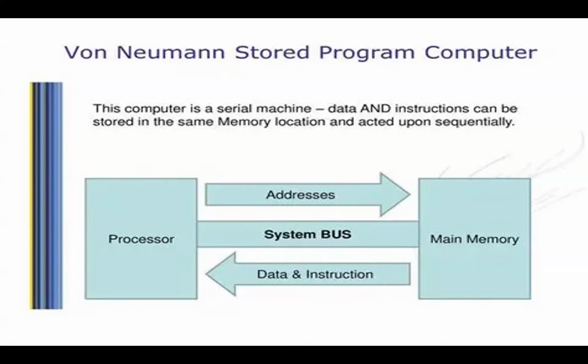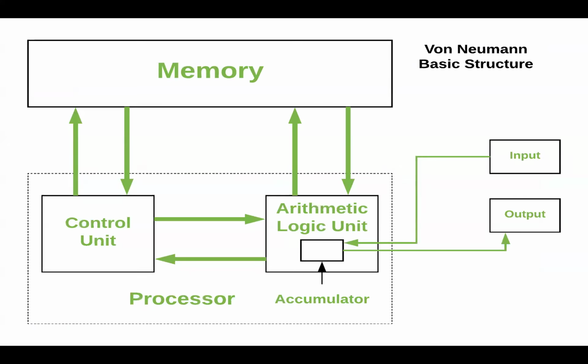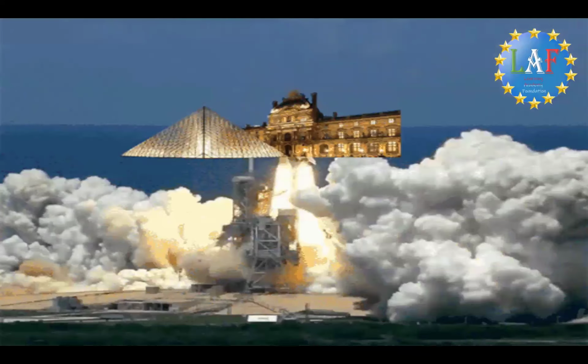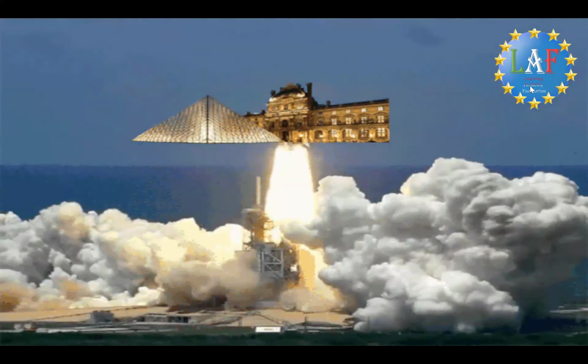This model, proposed by John von Neumann, revolutionized computing. It introduced the idea that both data and instructions could be stored in the same memory. This led to the fetch, decode, execute cycle. Fetch, the CPU retrieves an instruction from memory. Decode, it interprets what the instruction means. And execute, it performs the action, be it a calculation, a data transfer, or a decision. This cycle repeats billions of times per second, enabling everything from video calls to space exploration.